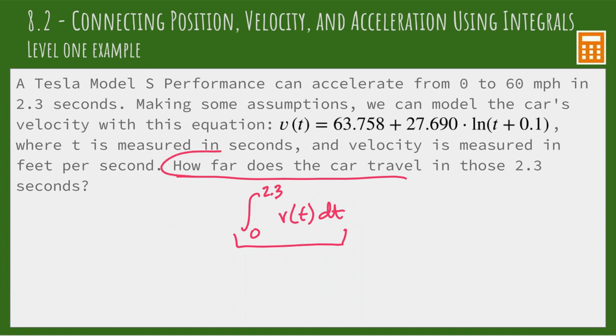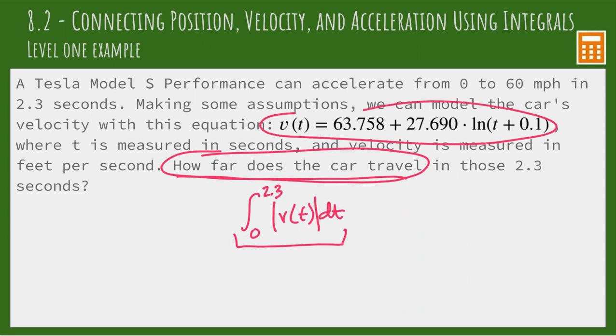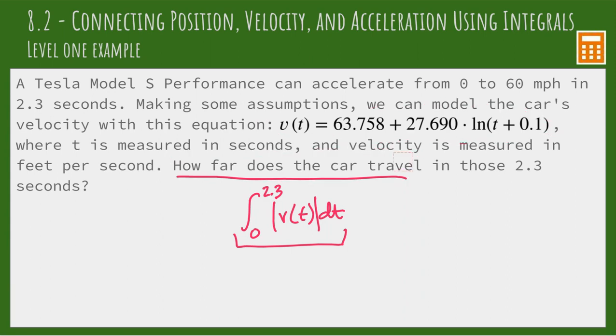And the wording here, how far does the car travel, makes it sound like it's a distance traveled problem, which means we would take the absolute value. However, the velocity here is always positive. The car is never going to be going backwards during this situation. So the distance traveled and the displacement are going to be the same thing.